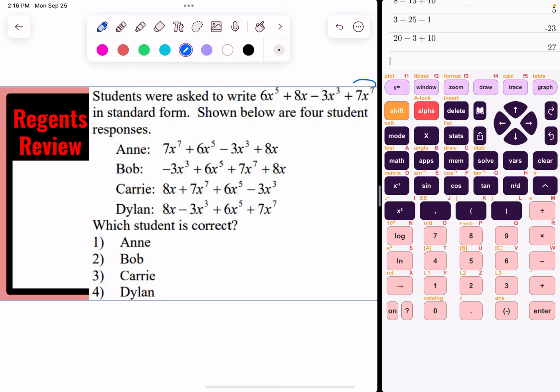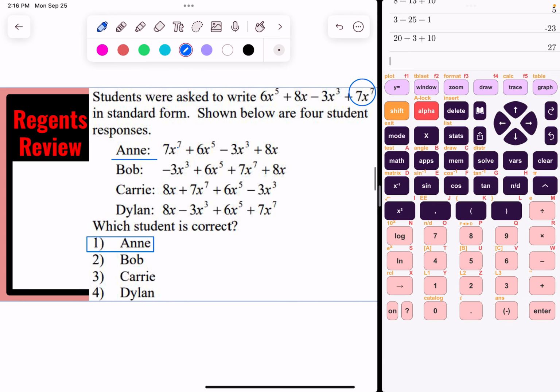Well, the biggest exponent has to come first, so I'm going to need 7x to the seventh to come first. And the only person who has that is Anne. Anne is correct, because she will go 7, 5, 3, and then the exponent of 1. So Anne is good.